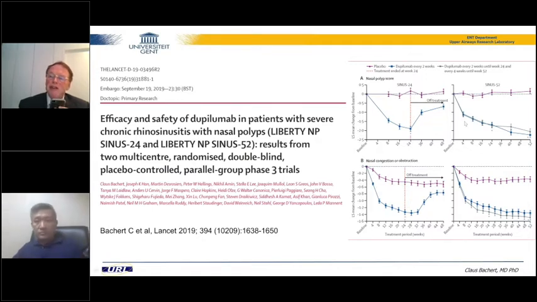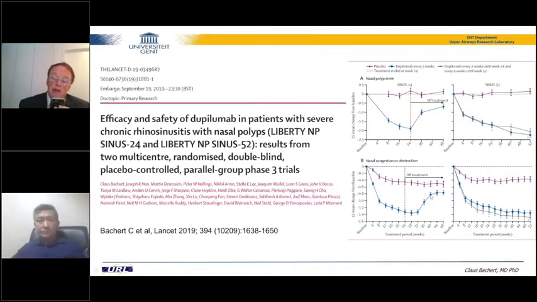If you continue to treat, and this is on the right side, the Sinus 52 trial, you have an additional reduction of the nasal polyp size, and it translates into symptoms such as nasal obstruction or congestion, which you find in the panel B, and you clearly see again there is an effect of the drug.